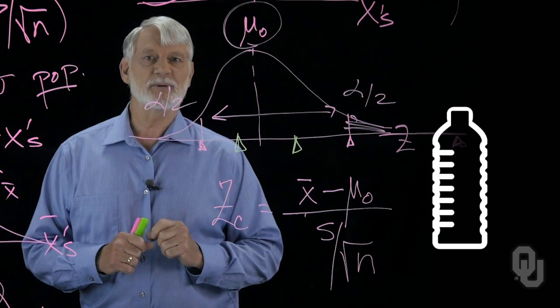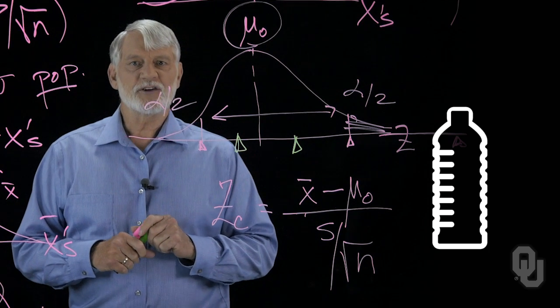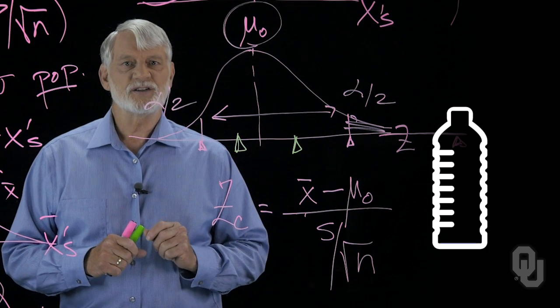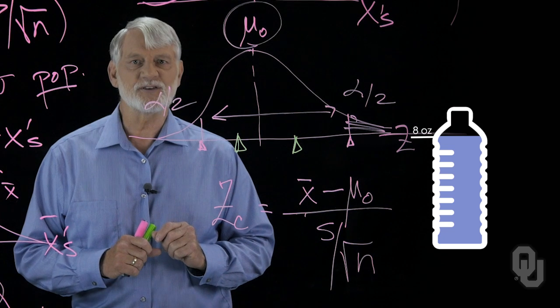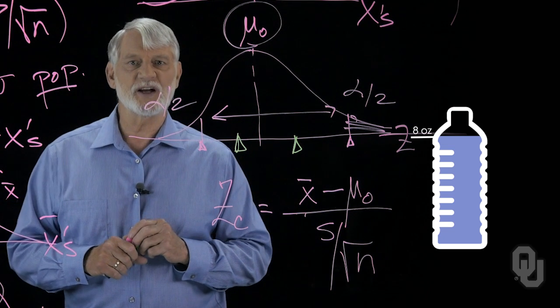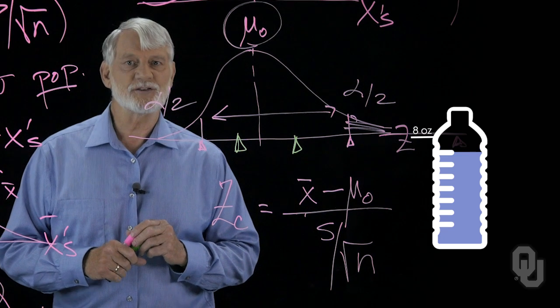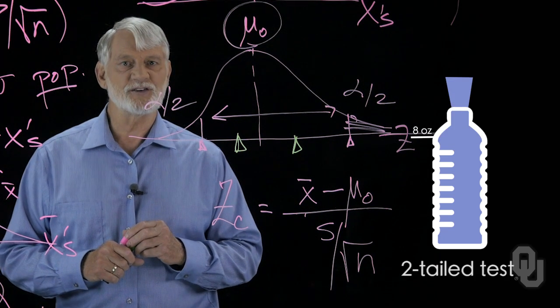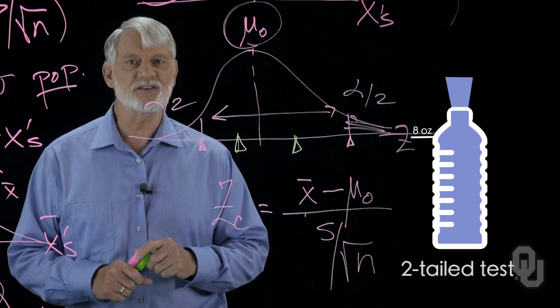Imagine we run a bottling plant. We have a target of an average fill level of 8 ounces. We realize that there will be some variation around this target number. Too little matters, and too much also matters. This is a two-tailed test.